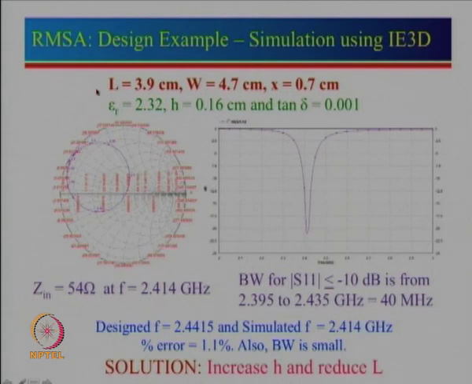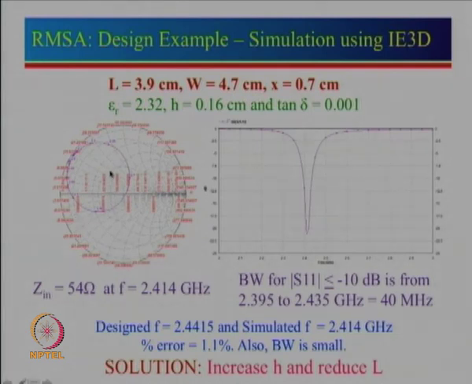I have taken slightly more than that, and there is a reason also. Here W is more than the length, and if W is larger, that means bandwidth will be larger, that means impedance variation will be small. We will see the parametric study shortly also. So, because bandwidth is large, impedance variation will be relatively less. So we have taken slightly more than 0.65, that is 0.7. Epsilon r, h, tan delta, you have to specify these things in the simulation, and in the beginning we have done the simulation for an infinite ground plane.